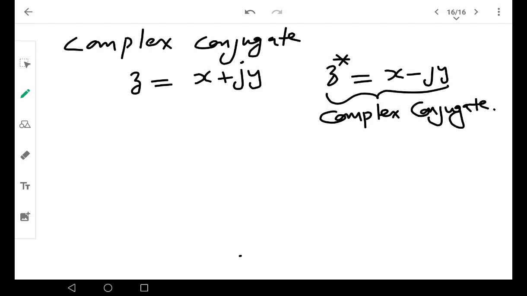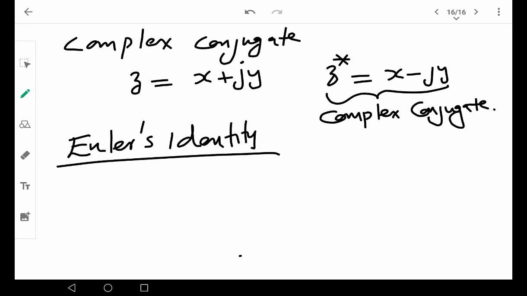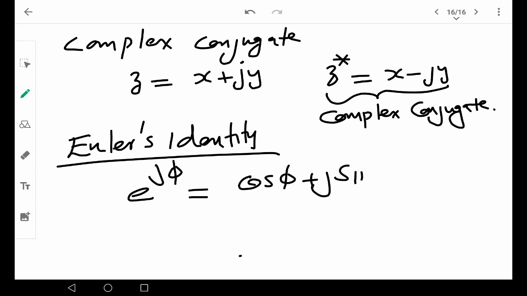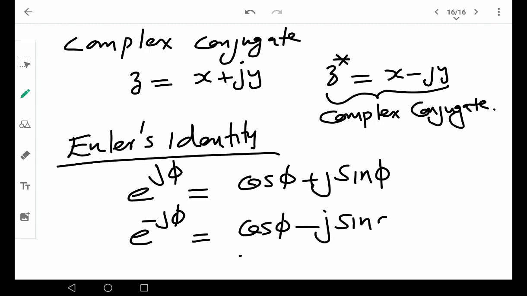Then you have Euler's identity, something called an equation. Euler's identity is given by e raised to j phi equal to cos phi plus j sin phi. Then you have e raised to minus j phi equal to cos phi minus j sin phi. These are the Euler's identities.